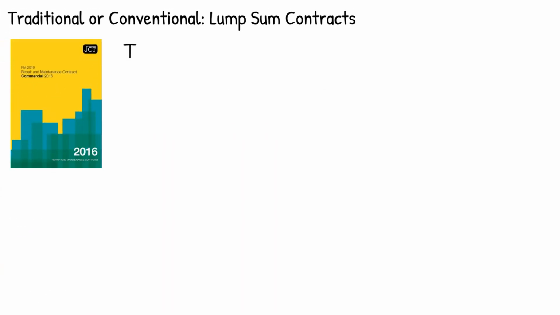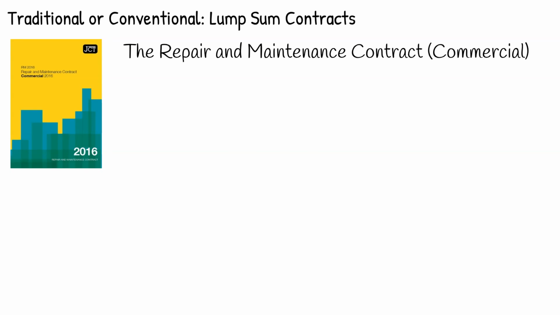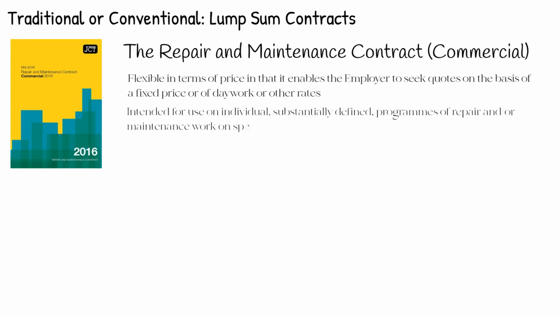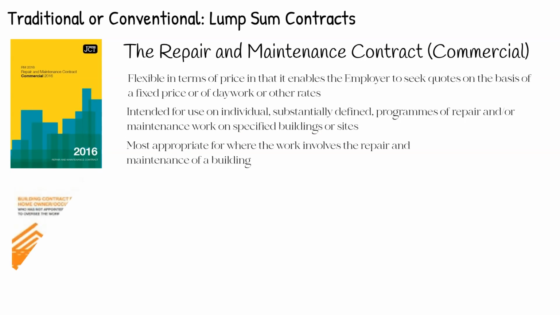The repair and maintenance contract. This contract is flexible in terms of price, in that it enables the employer to seek quotes on the basis of a fixed price, or of day works or other rates. You could be using either a schedule of rates or all-in labour rates in a schedule of hourly charges. This contract is intended for use on individual, substantially defined programs of repair and/or maintenance work on specified buildings or sites. This contract is most appropriate for where work involves a repair and maintenance of a building.